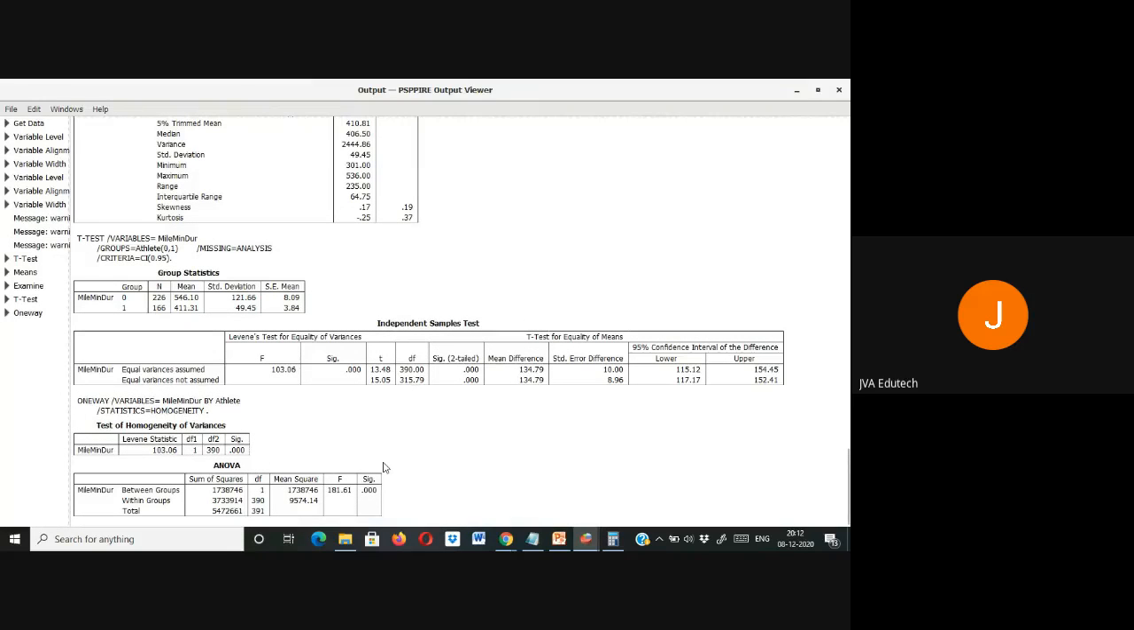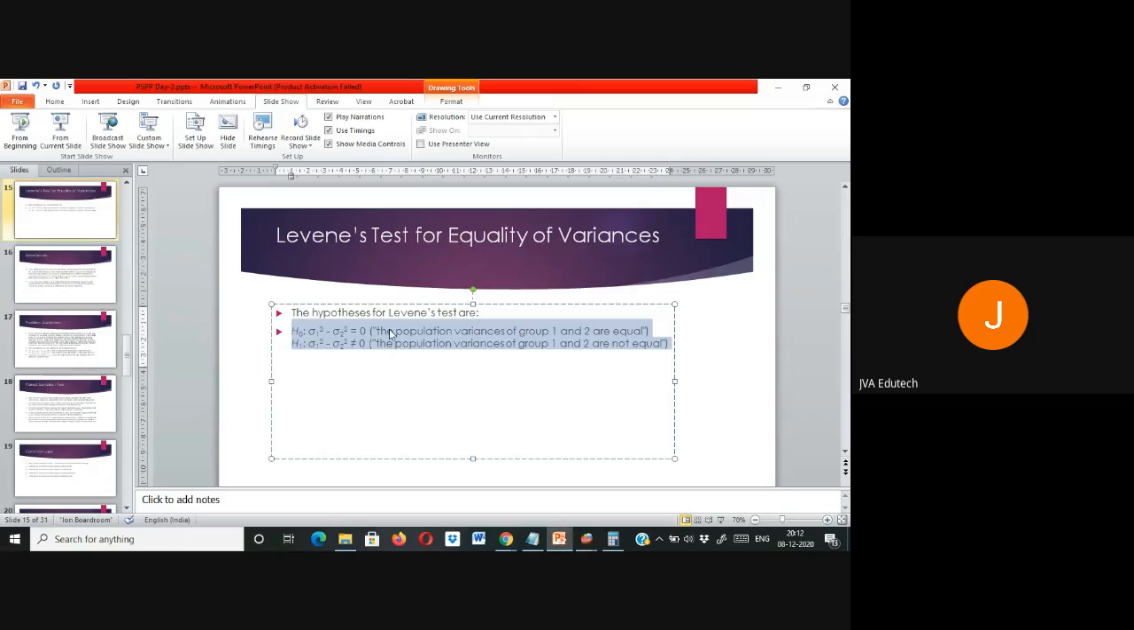Now P is less than alpha. Are you getting this? Yes, sir. P is less than alpha. So if you are rejecting, what was your null hypothesis? There was equal variance in the population. Now this hypothesis stands rejected, so we can say that equal variances are not assumed. The population variances of group 1 and group 2 are not equal.